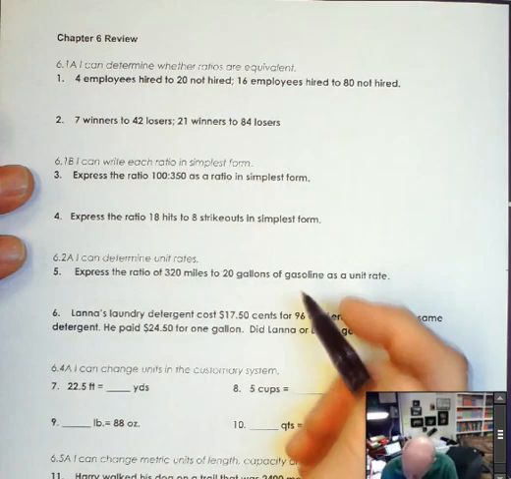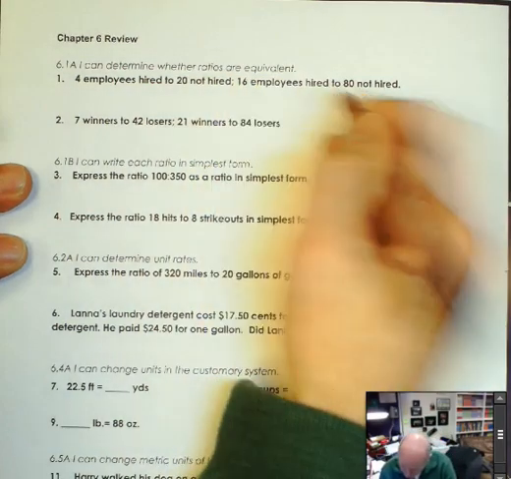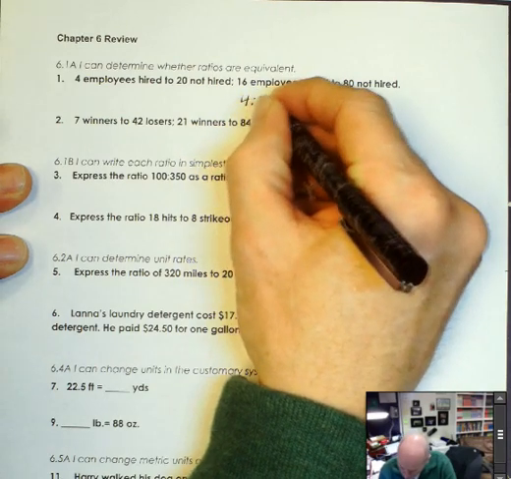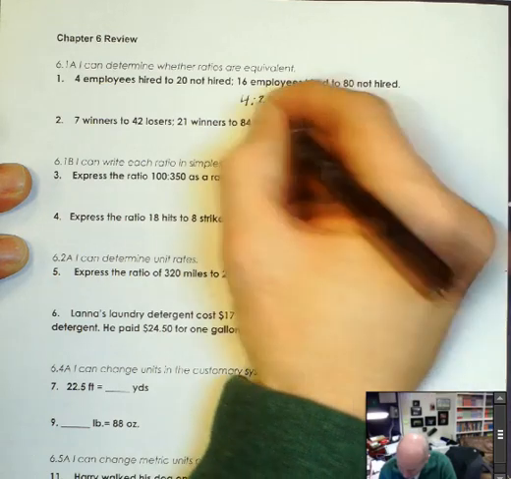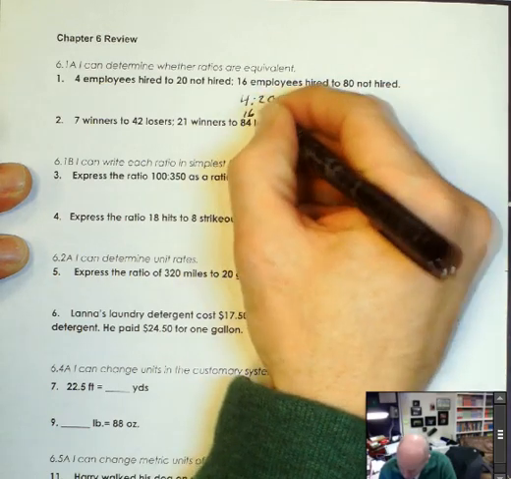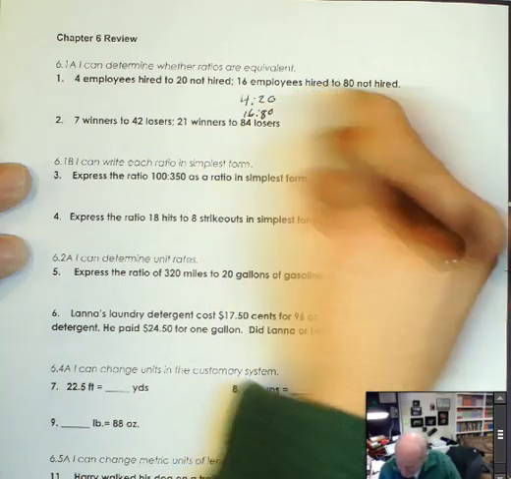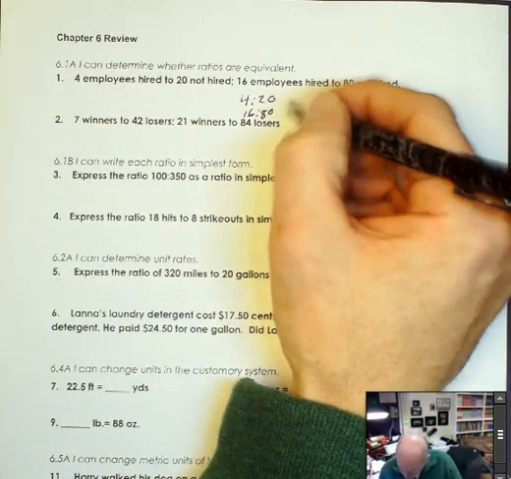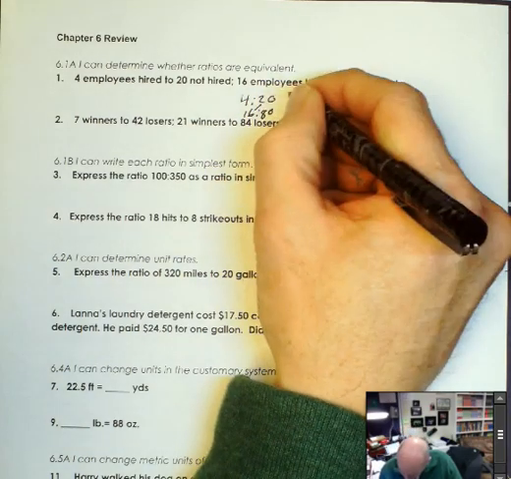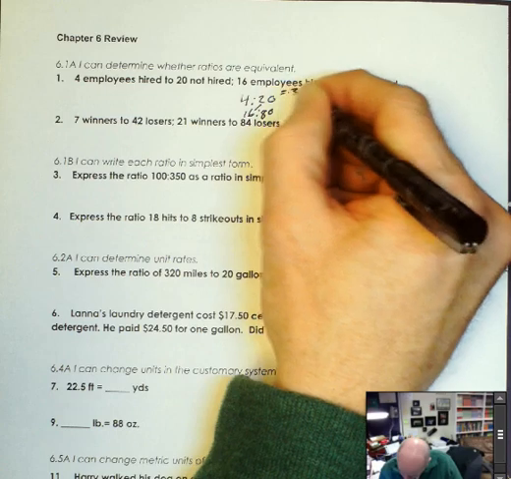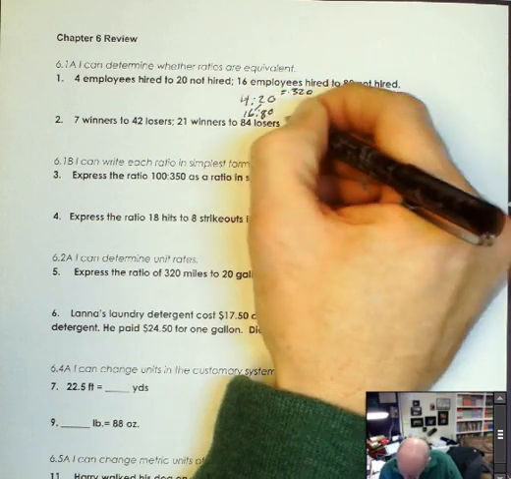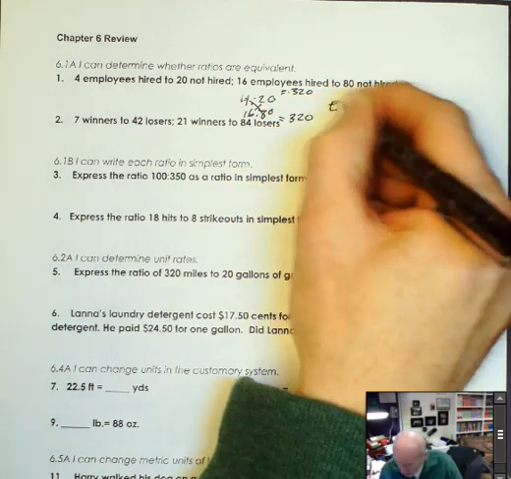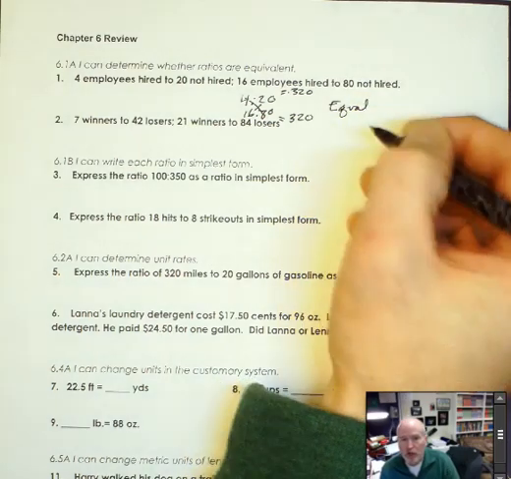This first problem, I can determine whether ratios are equivalent. We have 4 employees to 20 people who didn't get hired, and then we have 16 employees to 80 that didn't get hired. When you have two ratios like that, you stack them and check the cross product. 16 times 20 equals 320, and 4 times 80 also equals 320. These ratios are equal. Cross products check out.